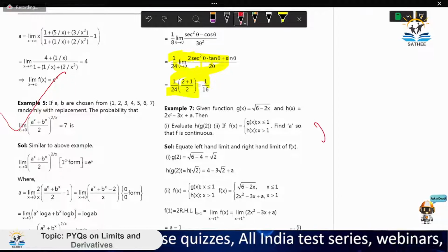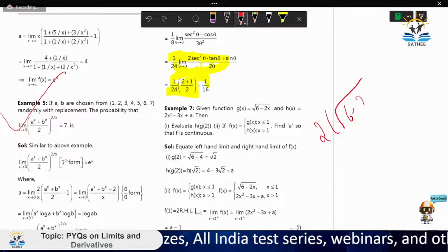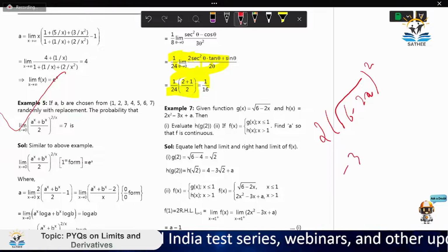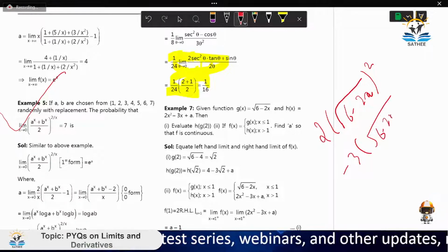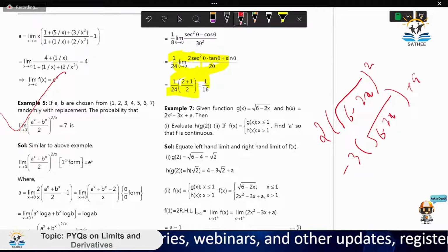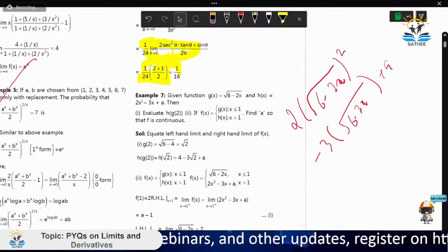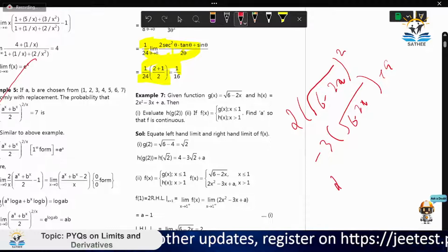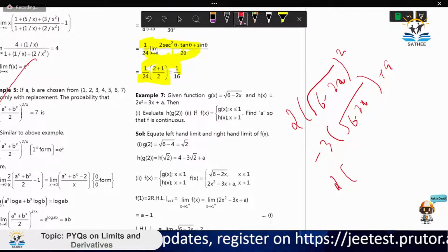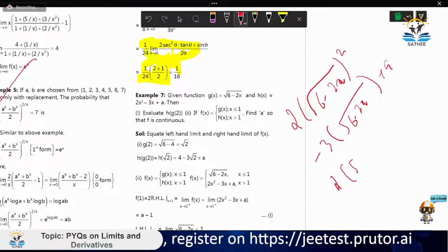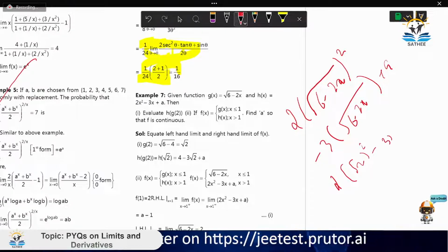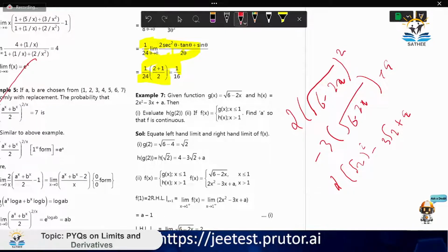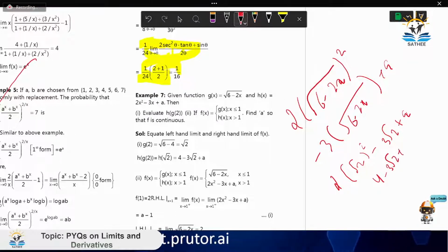So it is 2 times root of 6 minus 2x, whole squared, minus 3 times root of 6 minus 2x, plus a. This is what my h of g of x looks like. I'm putting g of 2 here, so I'm left with this. This is root 2. So root 2 whole squared minus 3 root 2 plus a. And root 2 whole squared is 2. So 4 minus 3 root 2 plus a is my h of g of 2.